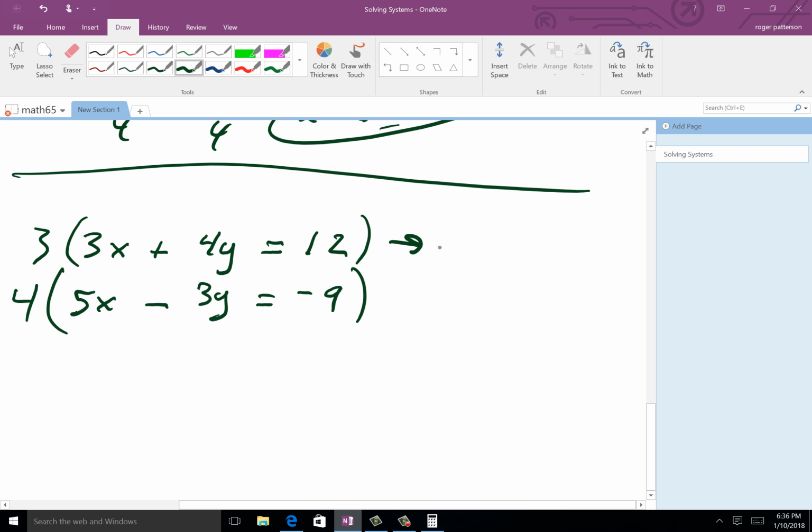So here's what I'm going to get. We're going to get 9 and 12 and 36. Now make sure that you go through and do each and every one. There's times where I've seen folks do this one and forget the last one there. Okay, so make sure you do the whole thing.